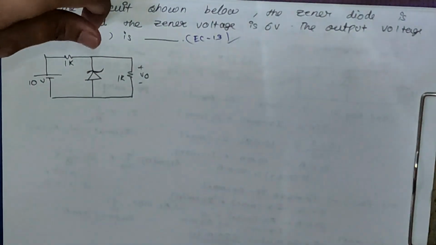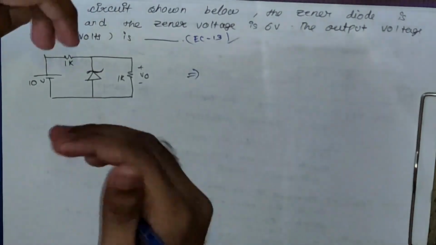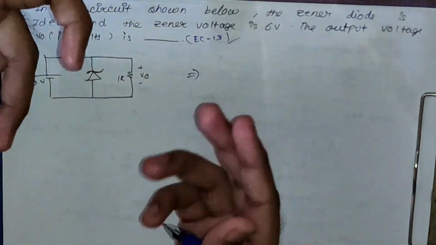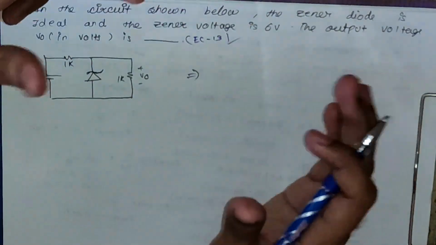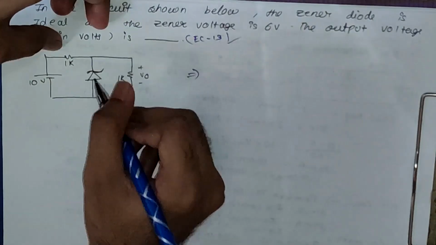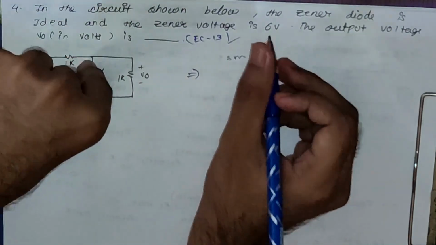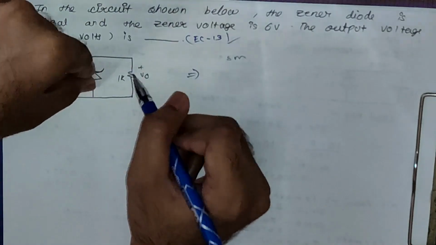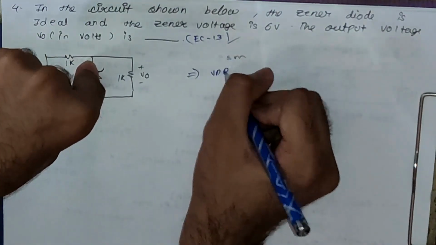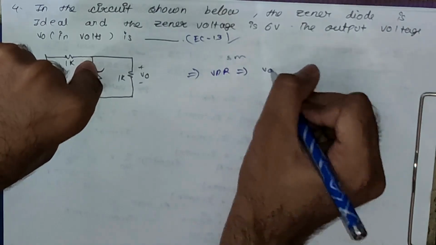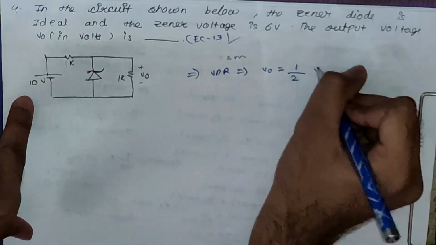We have to find this VO. The first thing to solve this type of question is to check whether the Zener is in breakdown or not. I have explained this in my previous video also. You can go there if you want the proper concept. So first we check whether this Zener is in breakdown or not. For that we open the Zener diode and find the voltage across it, using the voltage divider rule. From the voltage divider rule we get VO as 1 upon (1 plus 1), which is 1 by 2, into V_in, which is 10.